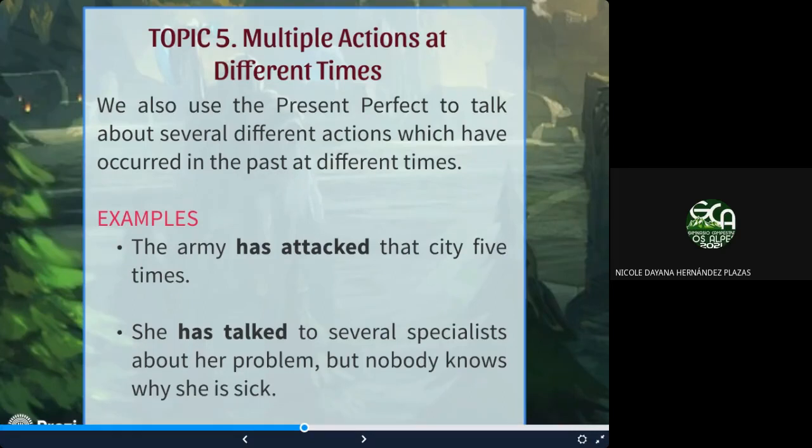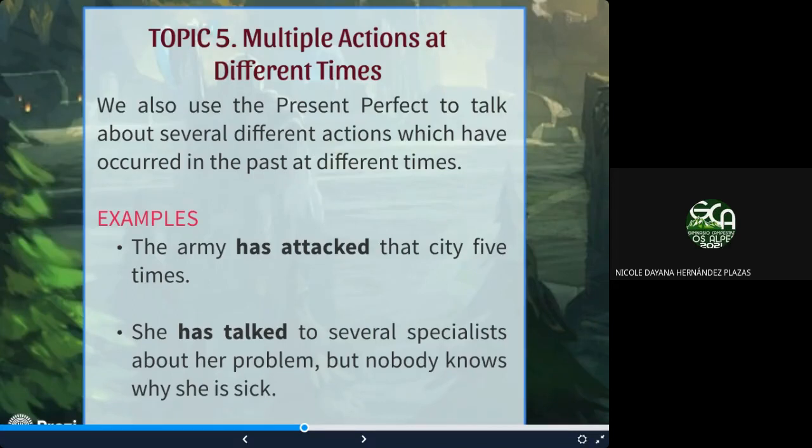O when I don't know, when I watched the movie, my mother has seen the movie 3 times before. I don't know, algo así. Como cuando yo vi la película, ella ya la había visto varias veces. El pasado del pasado. So, multiple actions at different times.